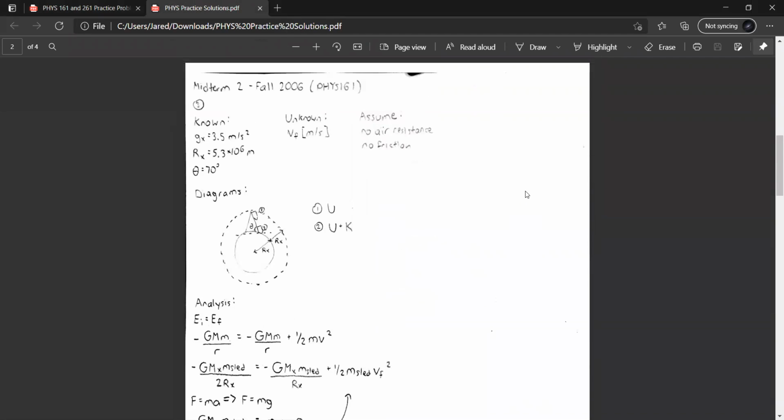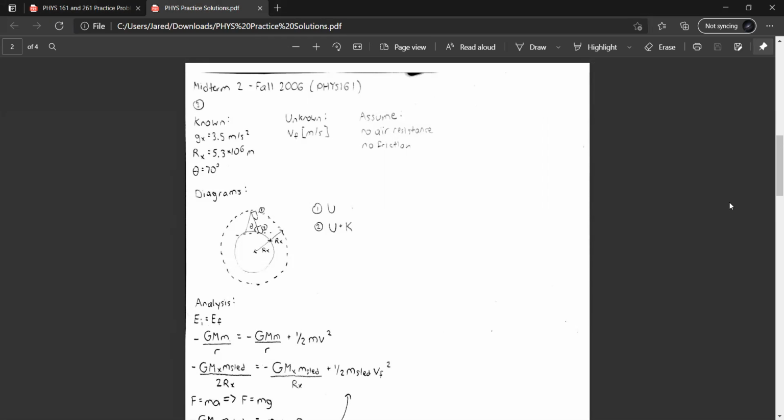So first, to solve this, we want to write the knowns. We know that Gx is equal to 3.5 meters per second squared, Rx is equal to 5.3 times 10 to the 6 meters, and theta is equal to 70 degrees. What we want to solve for is the final velocity at the bottom of the mountain, Vf, in meters per second. We should assume no air resistance and no friction from the problem.